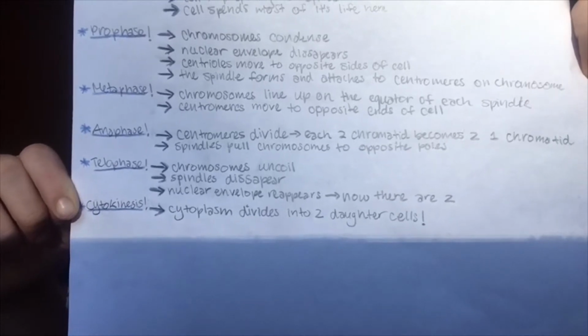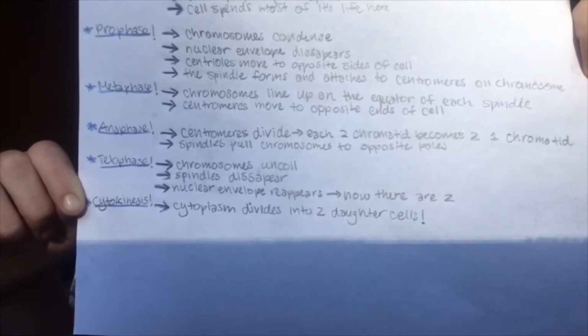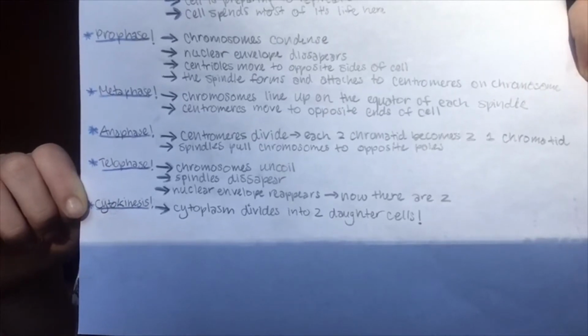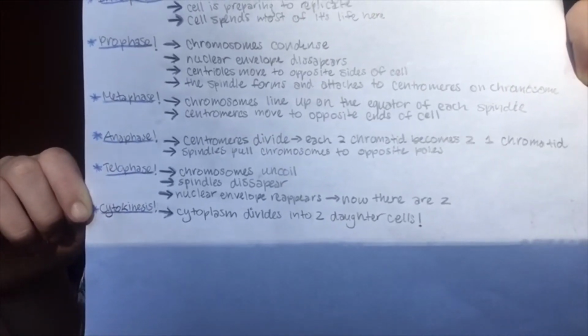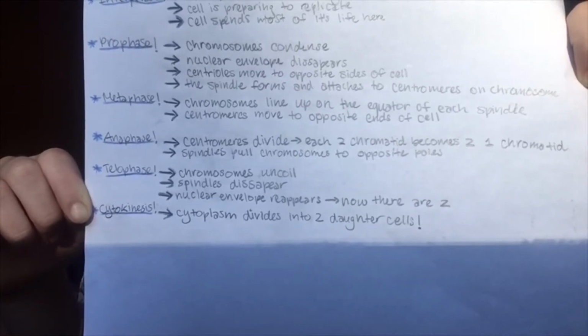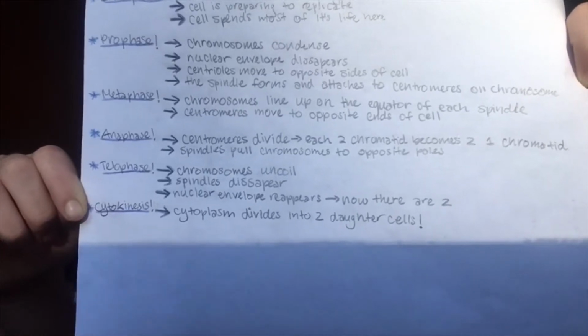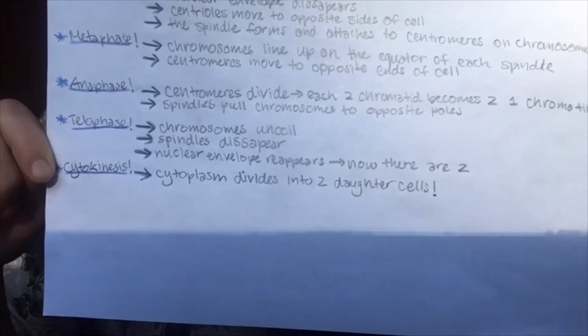Now we have anaphase. In anaphase, the centromeres divide. Each 2-chromatid chromosome becomes 2 one-chromatid chromosomes, and the spindles pull chromosomes to opposite poles. Now we have telophase. In telophase, the chromosomes uncoil, the spindles disappear, and the nuclear envelope reappears, but now there are 2, 1 for each new cell.